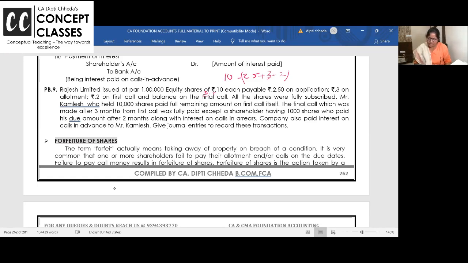All shares were fully subscribed. Kamlesh held 10,000 shares and paid the full amount in the first call. In the first call, 1% paid in advance and another didn't pay his first call. So the problem will change a little from there, and you have to pay interest when you do it. Let's do the 9th problem in the notebook.